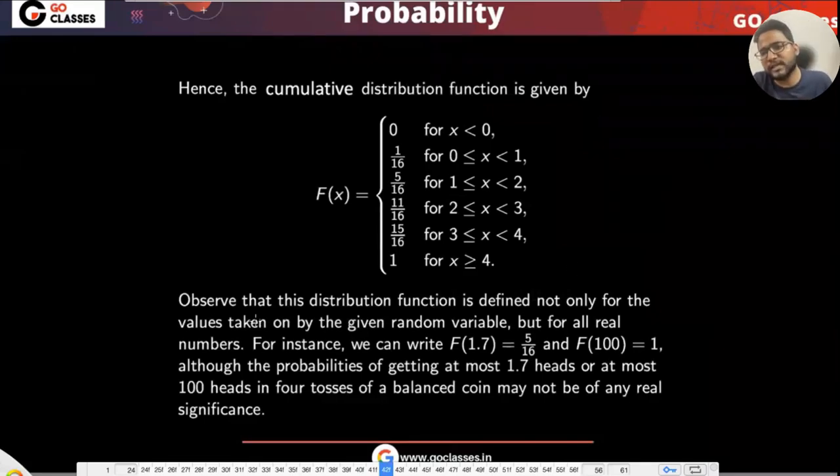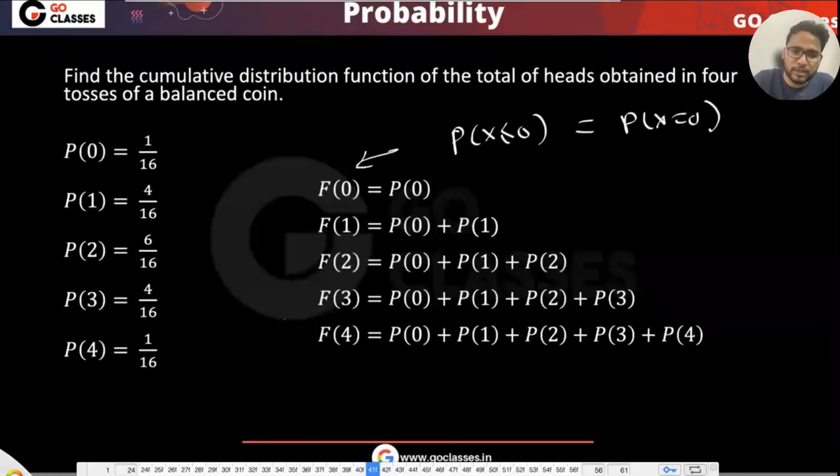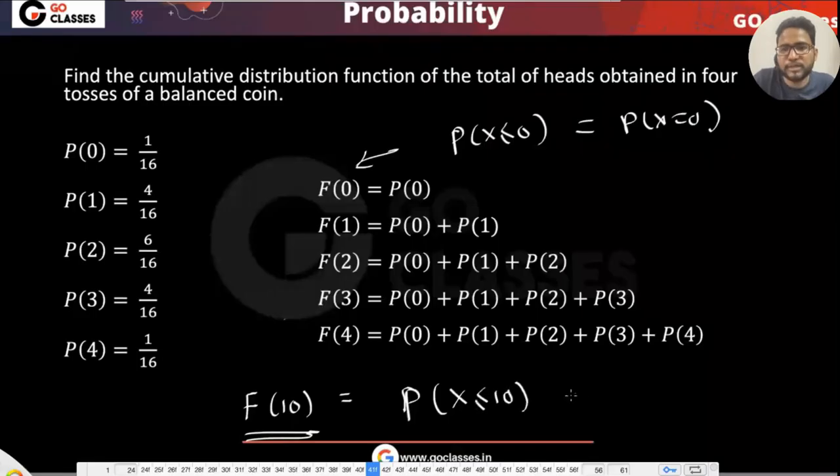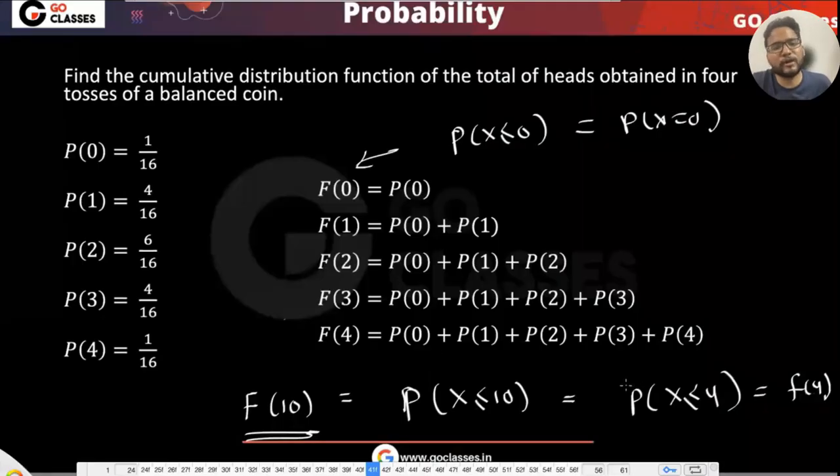Now, let's just observe the CDF, what it is doing. Basically, observe that this distribution function is defined not only for the values taken on by the given random variable. Let's suppose I ask you, can you calculate F of 10? It is P of X less than or equal to 10, which is P of X less than or equal to 4, because in this case the only possible values are these, so it is just F4. So F10 and F4 are equal. That's okay, that's not a problem.